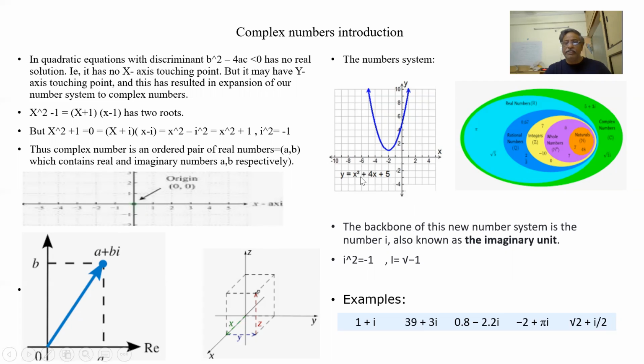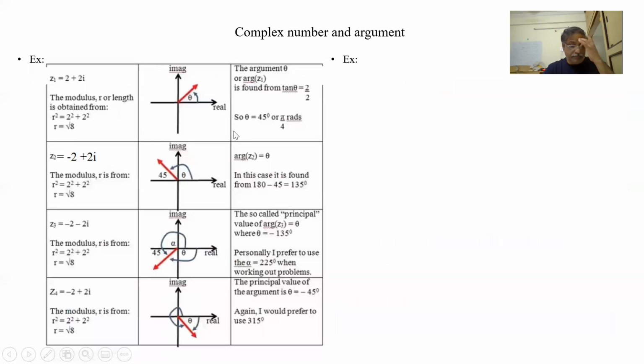See this equation, y is x square plus 4x plus 5. If x is 0, y is equal to 5, so it is touching the y-axis at 5. And it is nowhere touching the x-axis. So there is only one root on the y-axis, and when y is 0, there is no x-axis root. Its root will come as 5i. That means the same thing.